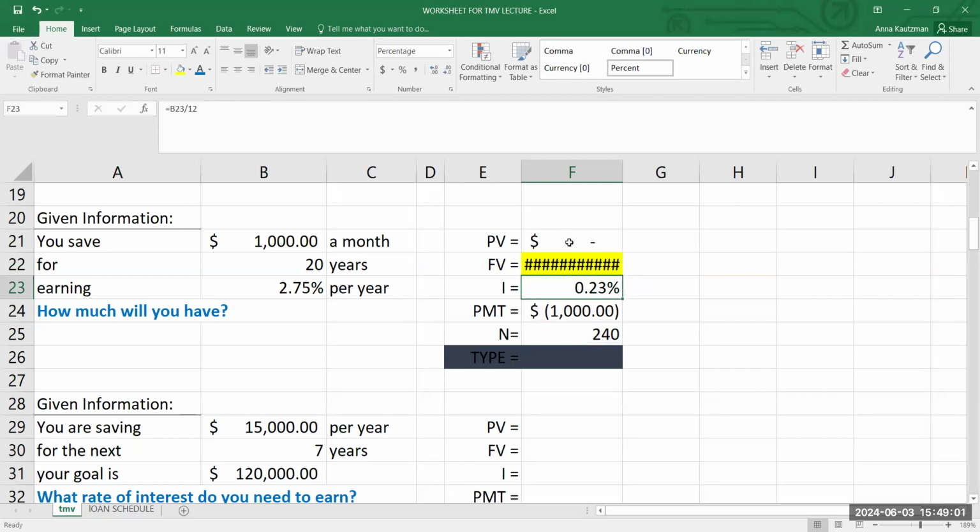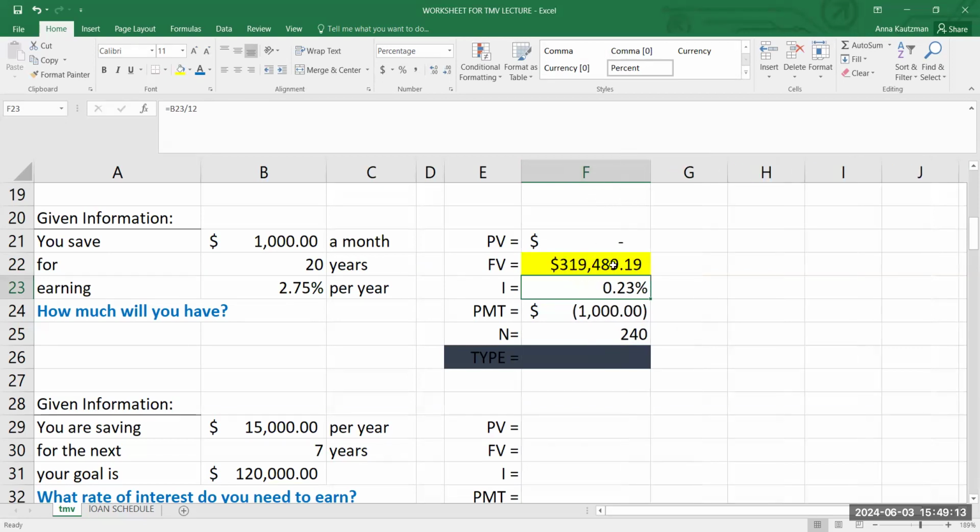Look what it did. All that means is the value it's trying to show is too big for the column. So we're going to adjust our column, and now we can tell that $1,000 a month for 20 years at 2.75% interest rate means that at the end of the 20 years, we will have $319,489.19.